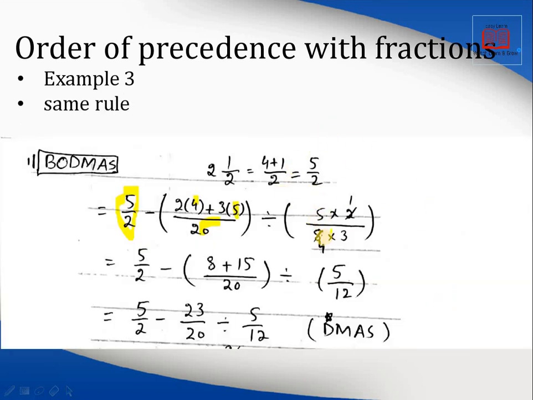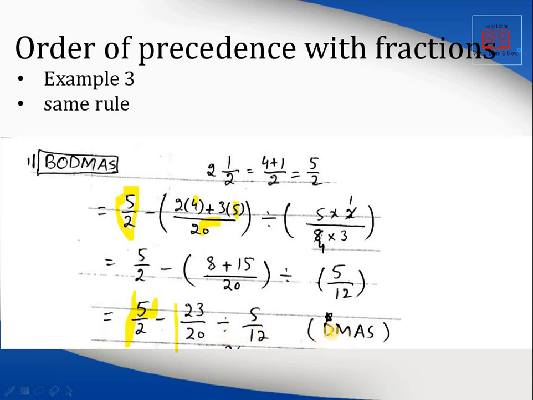So 5 multiplied by 1, 4 multiplied by 3. Denominators are multiplied with themselves, numerators with themselves. 5 by 2 minus, after this multiplication signs, clearing 8 plus 15 and so on. So this is very simple. Now here you can see that after simplification of all this process, it becomes 5 by 2 minus 23 by 20 divided by 5 by 12.